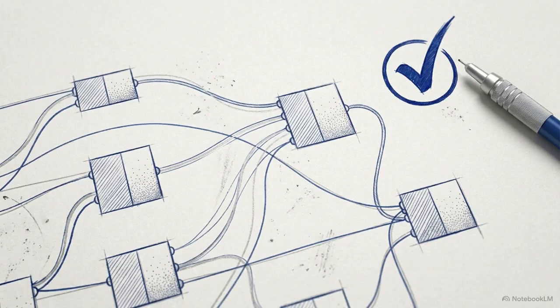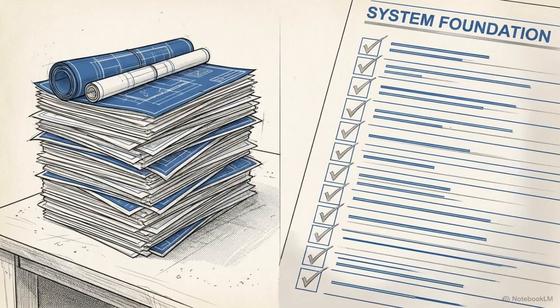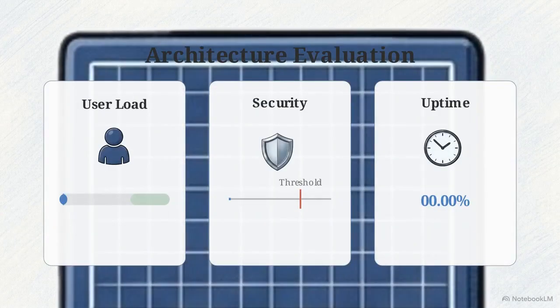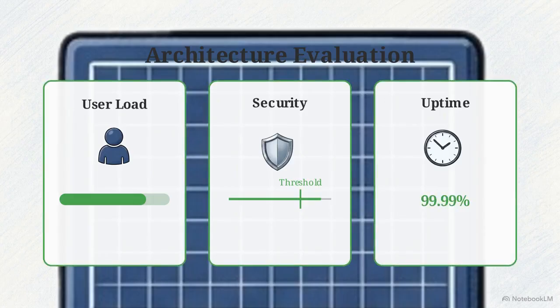In Step 5, we test the blueprint before a single line of code is written. You take your completed architectural views and stack them up against the constraints we gathered back in Step 1. You explicitly check the design against your metrics. Will this layout handle the required user load? Does the data flow meet the mandated security thresholds? Will the deployment nodes guarantee uptime?